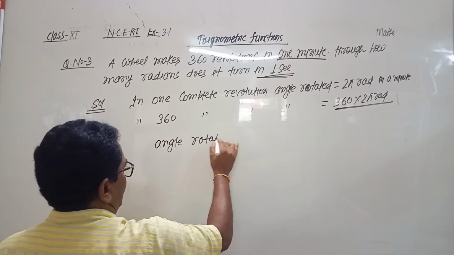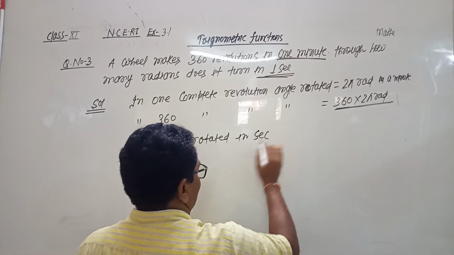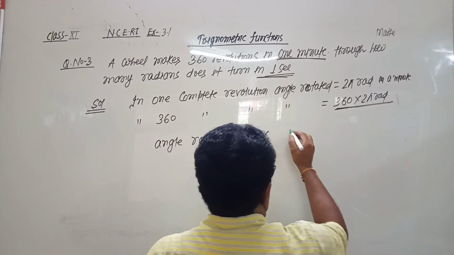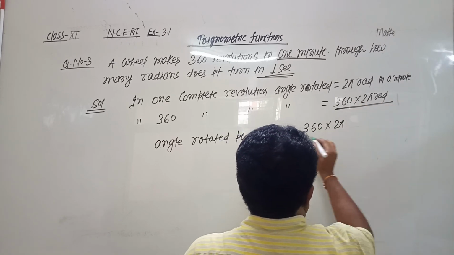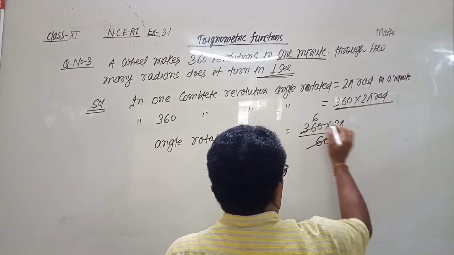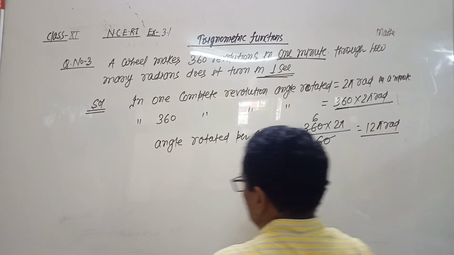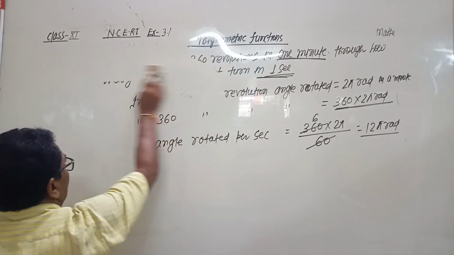This is per minute, and to convert to per second, divide by 60. We get 6 into 2 pi, 12 pi radian. So the result is, in 1 second, the angle rotated is 12 pi radian.